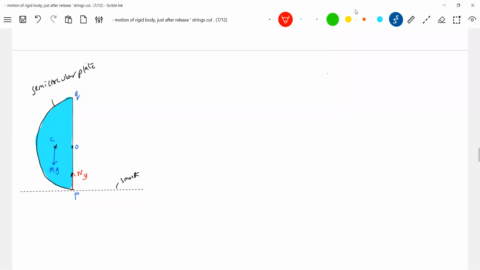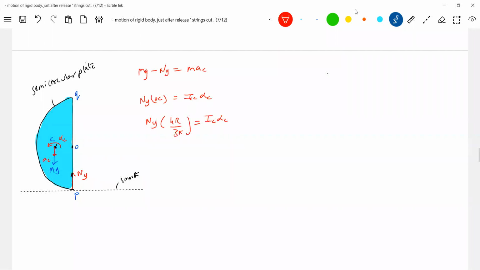So alpha C, I'll show it. Acceleration of center of mass and alpha C. Then what are the equations of motion? Mg minus Ny is equal to MAC. Then torque: Ny into OC should be equal to IC into alpha C. Do we know IC? How to calculate it for a semicircular plate, and OC is equal to 4R by 3 pi.